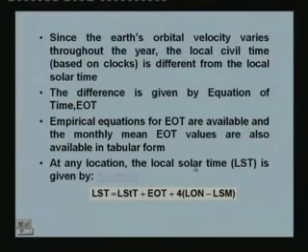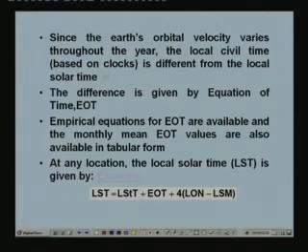What is local solar time? Since the earth's orbital velocity varies throughout the year, the local civil time, which is based on our clocks, either mechanical or electronic, is different from the local solar time. Local civil time is the time shown by your watch, whereas the local solar time is, for example, the time shown by a sundial. You will find that these two will be different. They are not exactly equal, and the difference between the local civil time and the local solar time is what is known as the equation of time, or EOT.